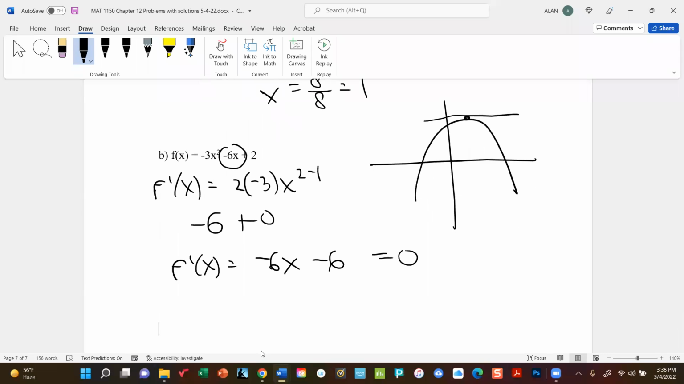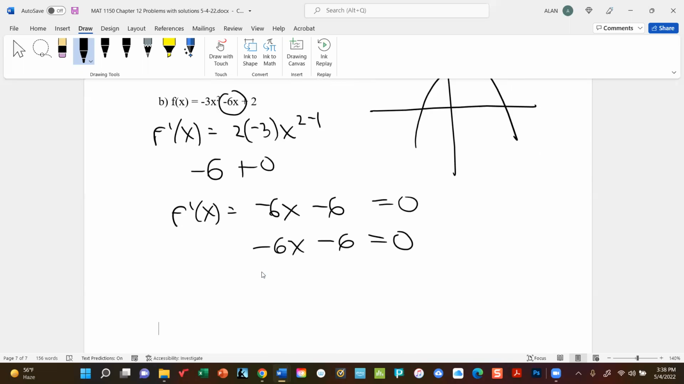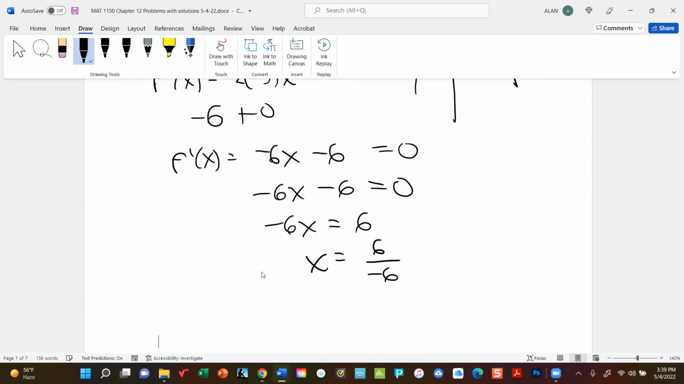And it looks like just by, oh, no, actually, it's not the same. All right, let's find out. This tells me that negative 6x minus 6 equals 0. Negative 6x equals 6. X is 6 over negative 6. X is negative 1.